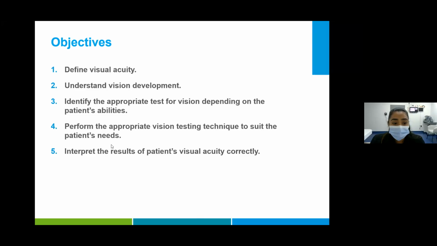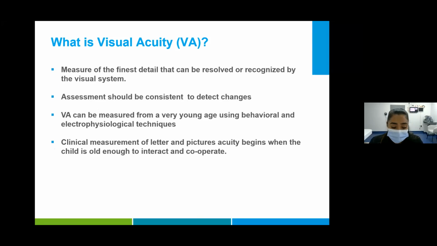Depending on abilities, perform the appropriate vision testing technique to suit the patient's needs, as well as interpret the results of a patient's visual acuity correctly. So what is visual acuity? It is the measure of the finest detail that can be recognized by the visual system.